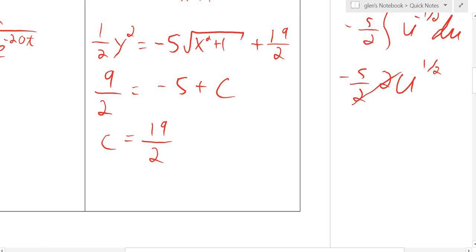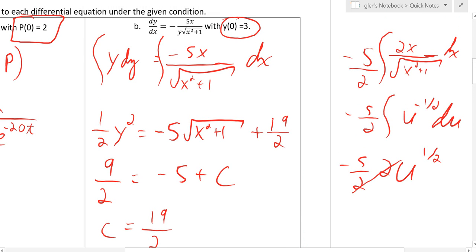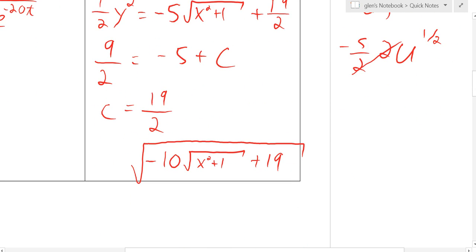So when we multiply by 2, we're going to get negative 10 times the square root of x squared plus 1, plus 19. We all together here? Then I'm going to take the square root of this, and there should be a plus or minus sign out front. But this is a particular solution, so it can't be both positive and negative. You can put it there initially, but you got to figure out which one it is. And it's easy. Just look at the point. Y was positive 3, so this must equal the positive square root. So that's your answer right there.